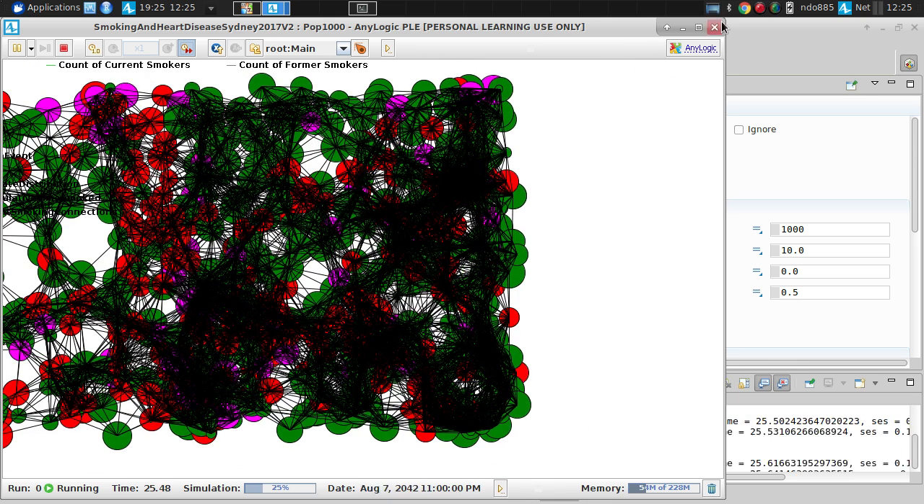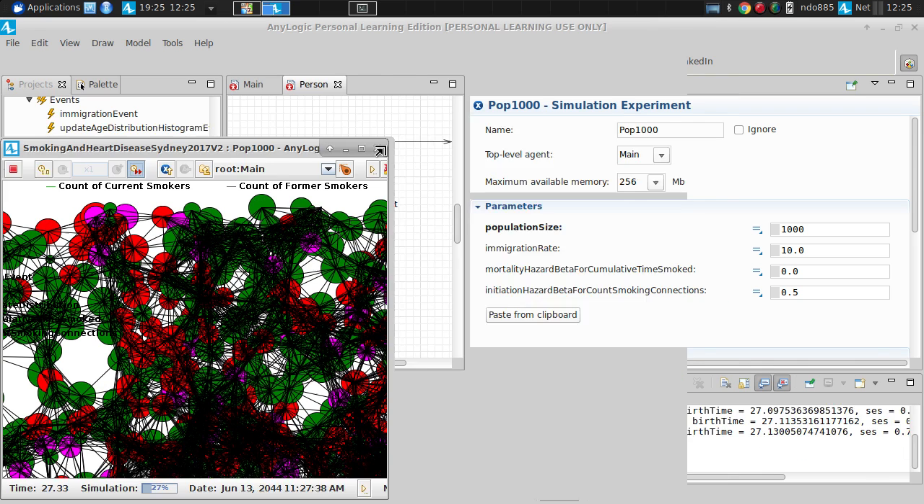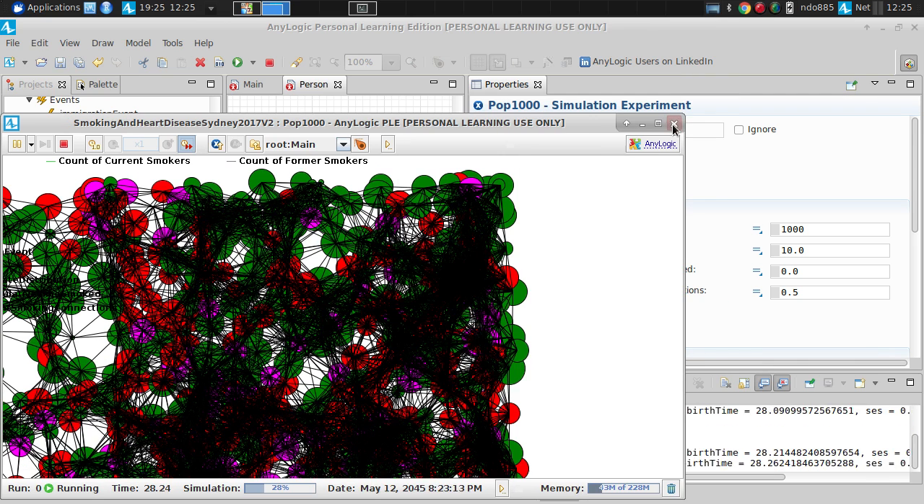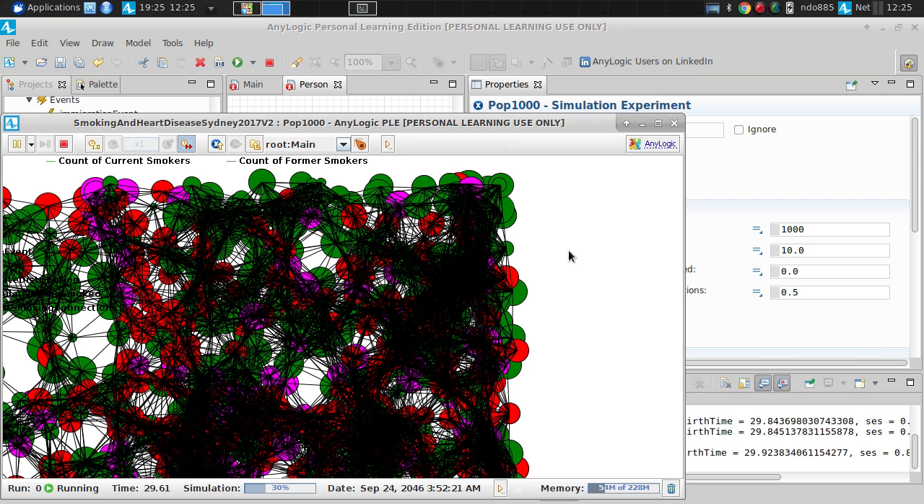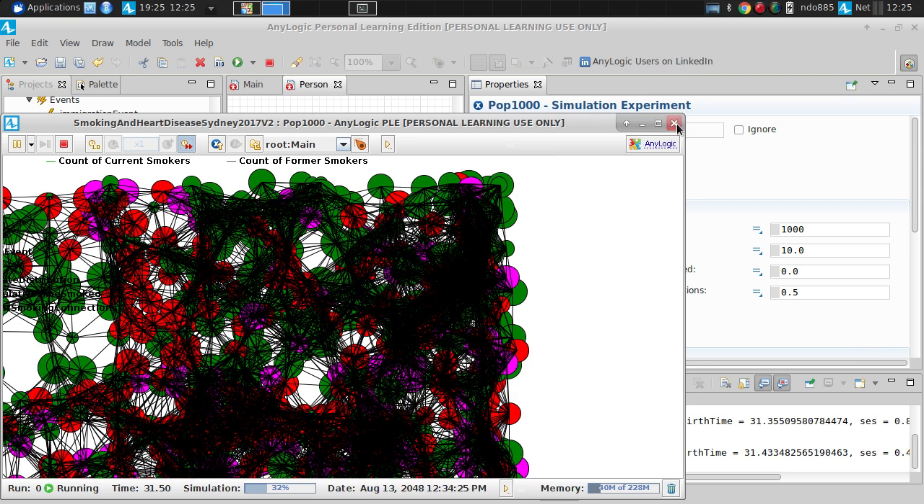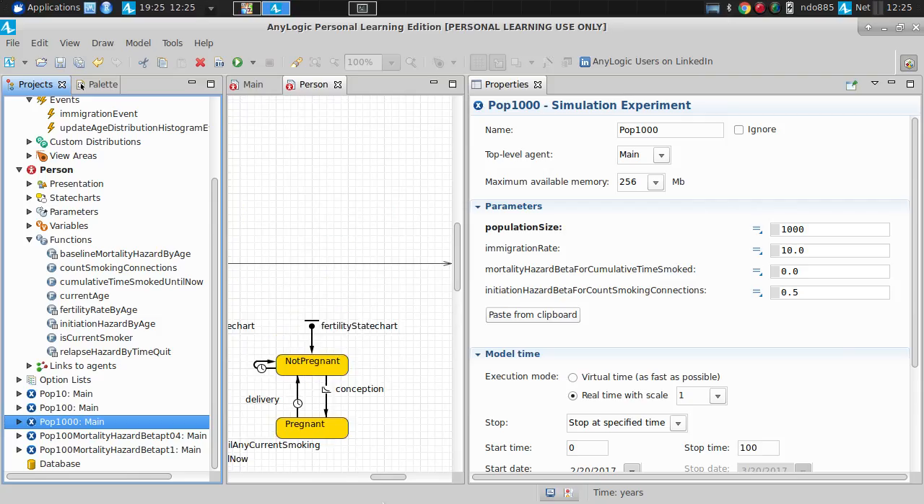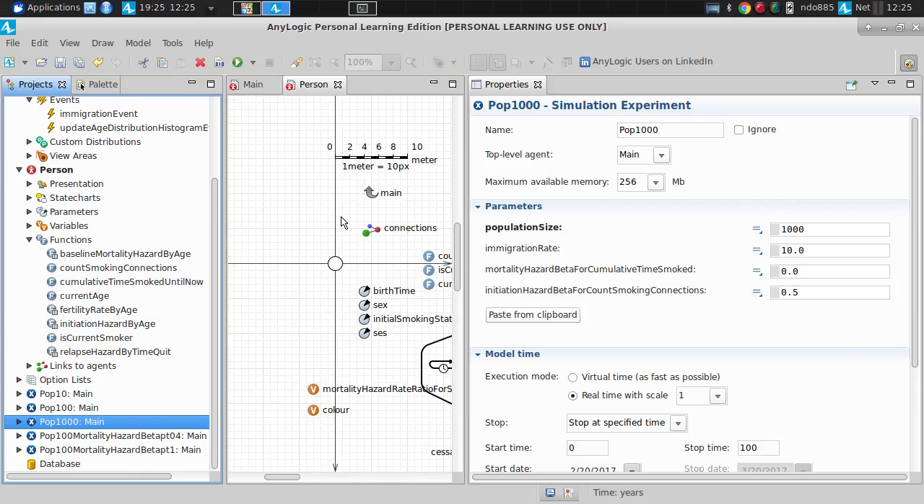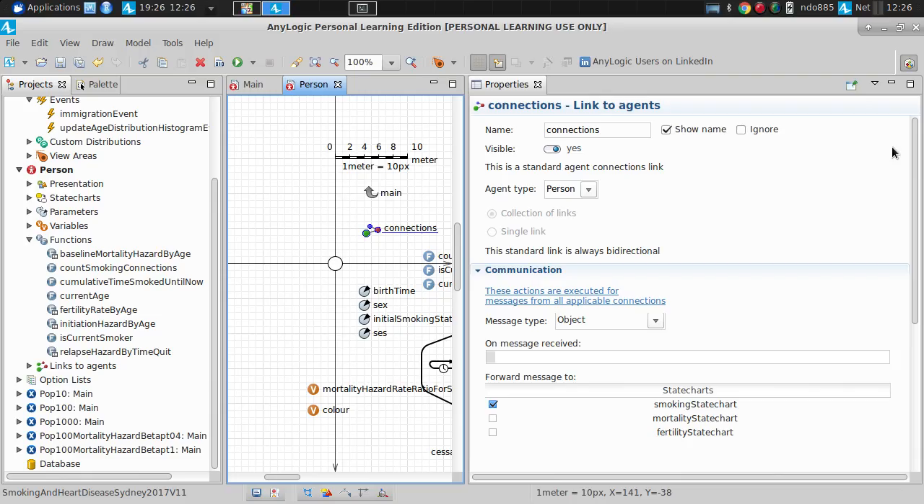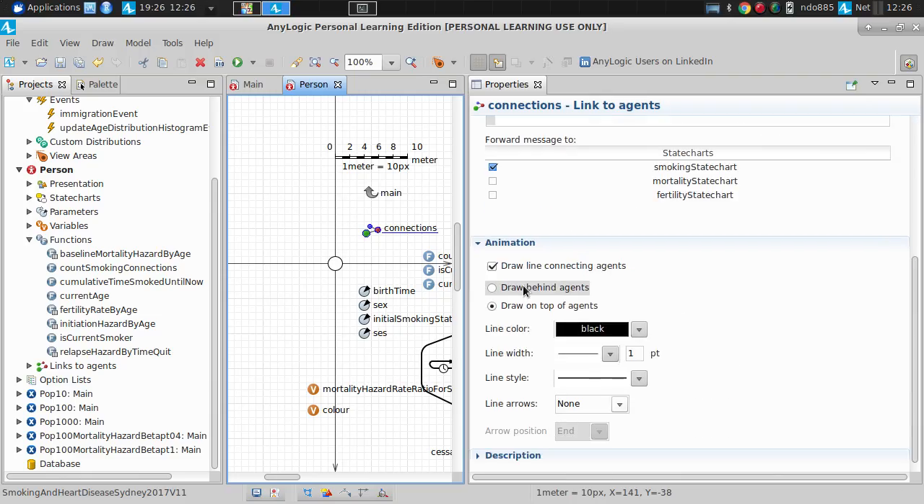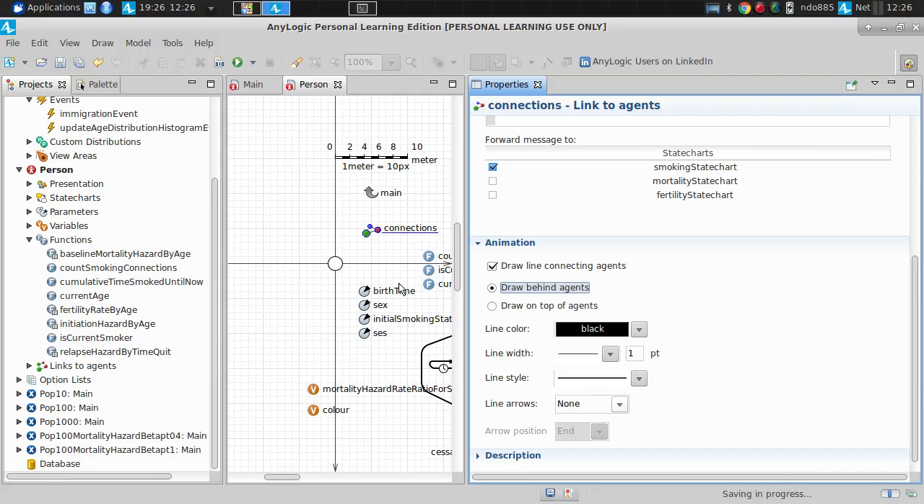We have trouble seeing because the network's in the way. How would we change that? How would we have the network appear behind people? Anyone remember? Yeah, we could go to person, go up and say, have the network appear behind people instead of in front. So we go to the connections, we go down and we say draw behind agents. Are we okay with that?